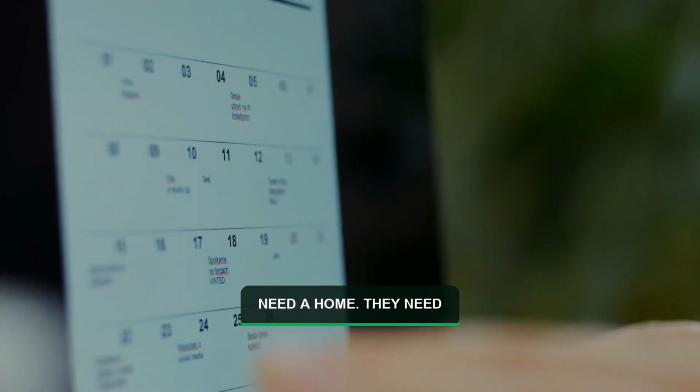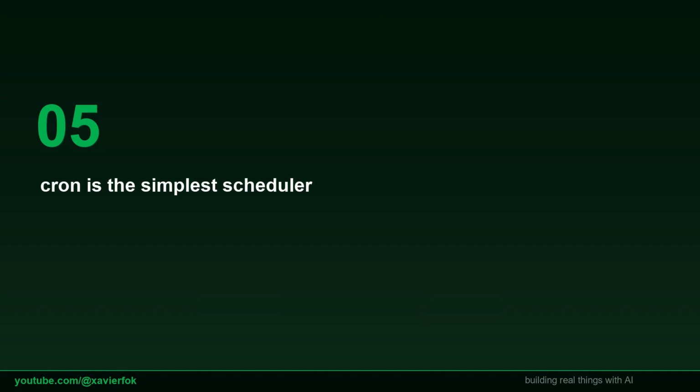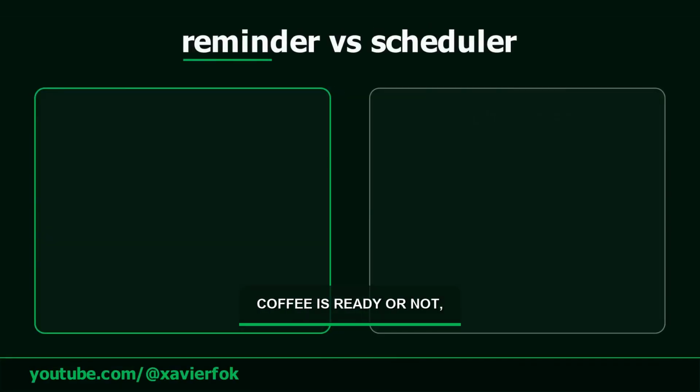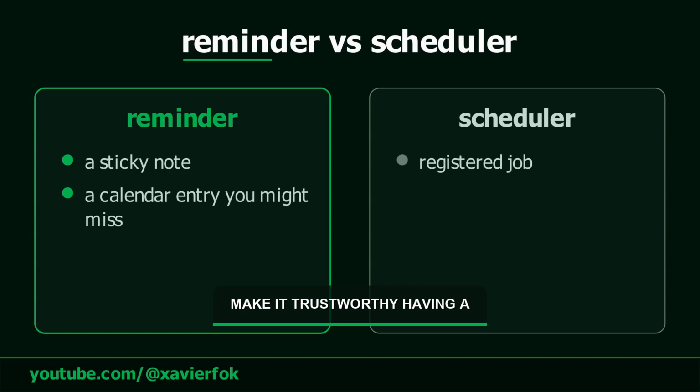Time-based jobs need a home. They need to be registered somewhere that will fire them reliably, at the right time, whether you are awake or not, whether you are thinking about them or not. A sticky note reminder to yourself is not a scheduler. A calendar entry you might miss is not a scheduler. A registered job that the operating system runs whether your coffee is ready or not, that is a scheduler. The difference between those two things is the difference between an operation that runs itself and one that depends on you. Now the patterns that make it trustworthy.